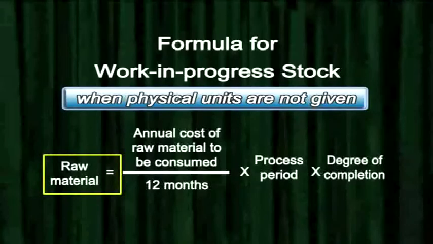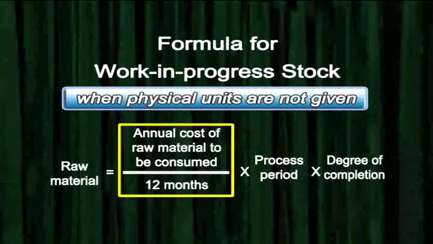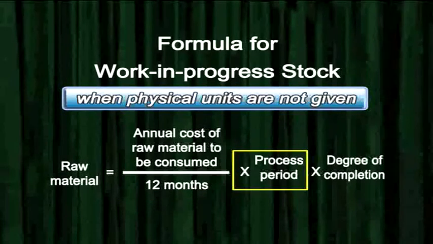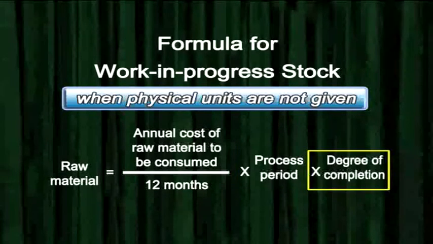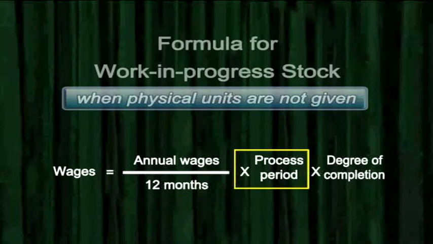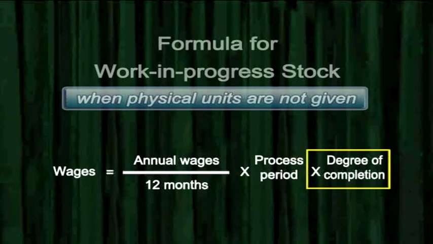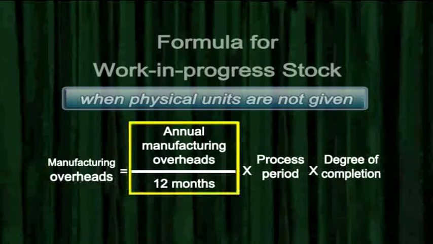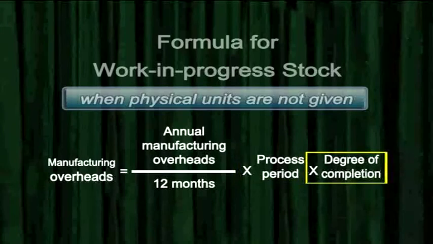They are related to the physical units. If physical units of work in progress are given, how to compute it, and if physical units are not given, then how to proceed ahead. So, let us see these formulas on the screen. Raw material: annual cost of raw material to be consumed divided by 12 months into process period into degree of completion. Then wages: annual wages divided by 12 months into process period into degree of completion. And manufacturing overheads: annual manufacturing overhead divided by 12 months into process period into degree of completion.